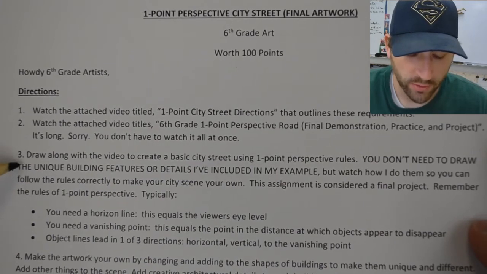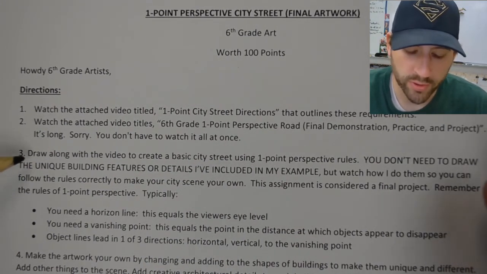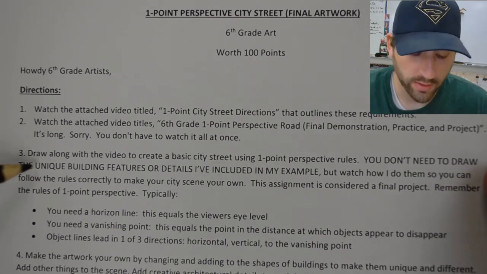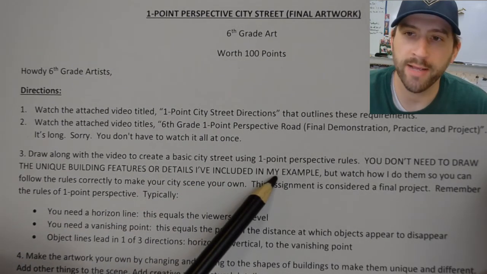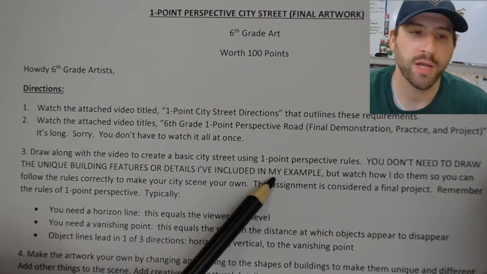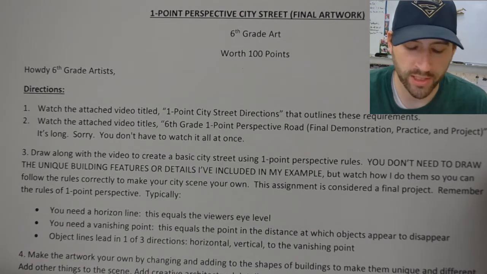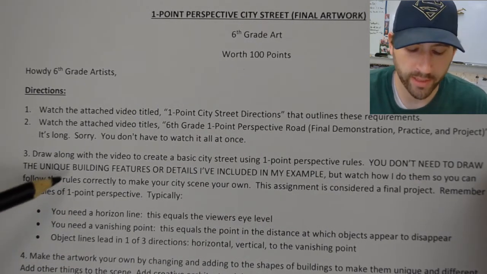Draw along with the video to create a basic city street using one-point perspective rules. You don't need to draw the unique building features or details I've included in my example in the video, but I want you to watch how I do those different features so that you can follow those same rules and create the features that you want to create in your city scene.